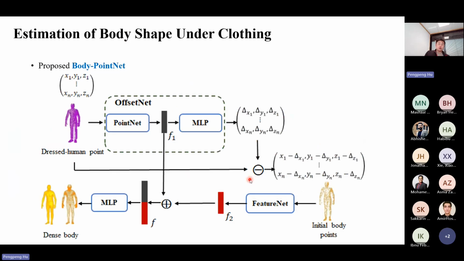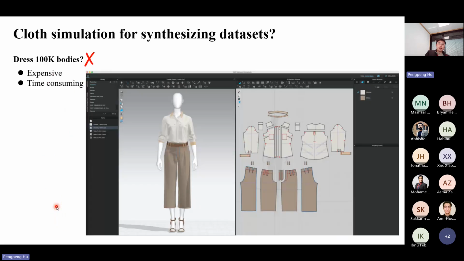To implement this, we propose an architecture. We have the dressed scan, and then we use the network to learn the offset. We use the scan minus the offset to generate the initial body, but this is very rough. Then we propose a refinement module to refine the result and generate the final output. Here the input is the human body point cloud, discrete data, and here we have the continuous representation. We have the mesh, so the output is a mesh.